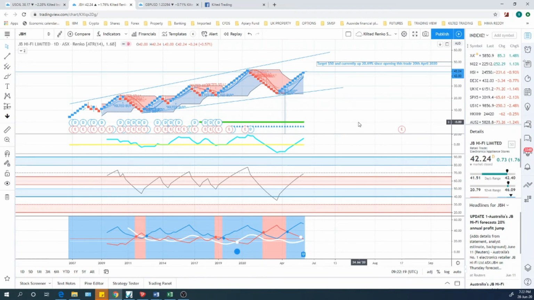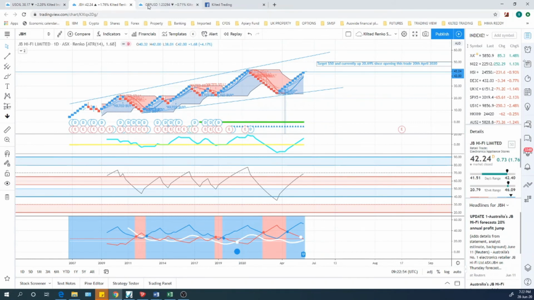We're coming up to tax time. People are going to be spending on their gadgets, and that plays into the hands of JB Hi-Fi. Then you've got people who receive their tax return, and they're flush with cash and probably buying more gadgets. So I continue to like this one. We do have a target of $50 on this one. We're currently up 20.69% since opening this trade on the 20th of April. We got in around the 35 mark, so we're doing nicely there.